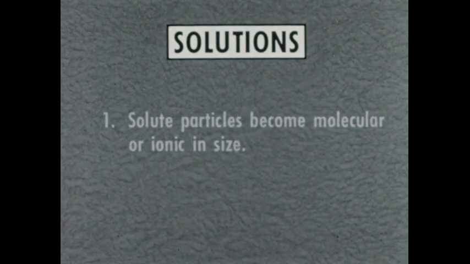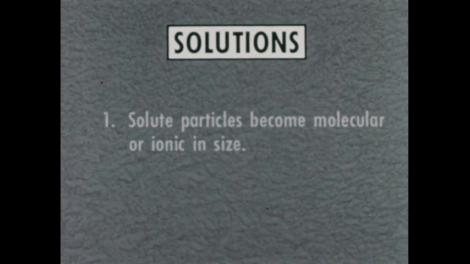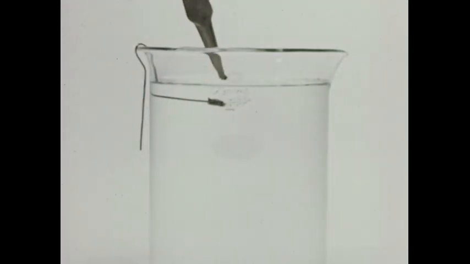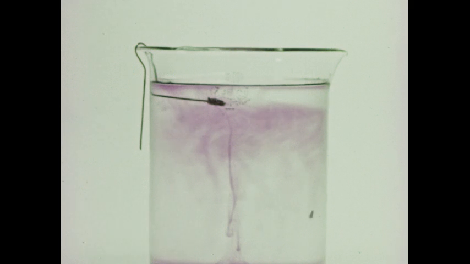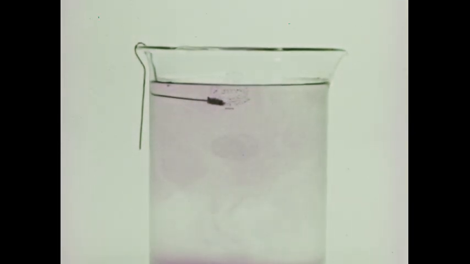Let's examine the first point. Solute particles become molecular or ionic in size. Into a container suspended in water, we introduce soluble crystals of potassium permanganate. Almost immediately, the crystals begin to dissolve, becoming ionic in size. In time, through the activity of the water molecules, the ions are dispersed throughout the solution, coloring it uniformly.